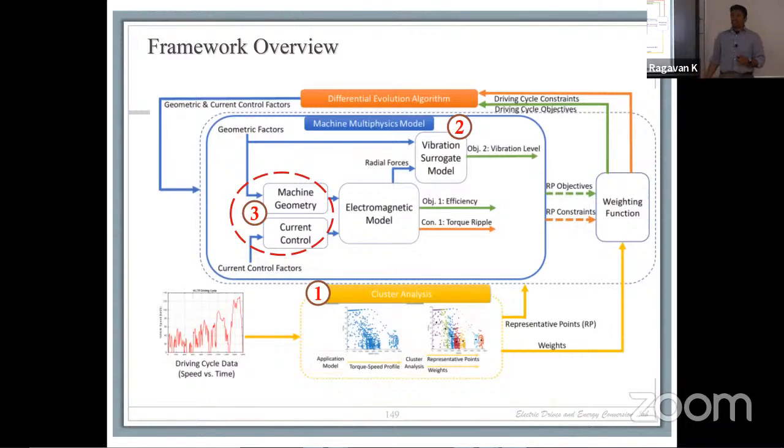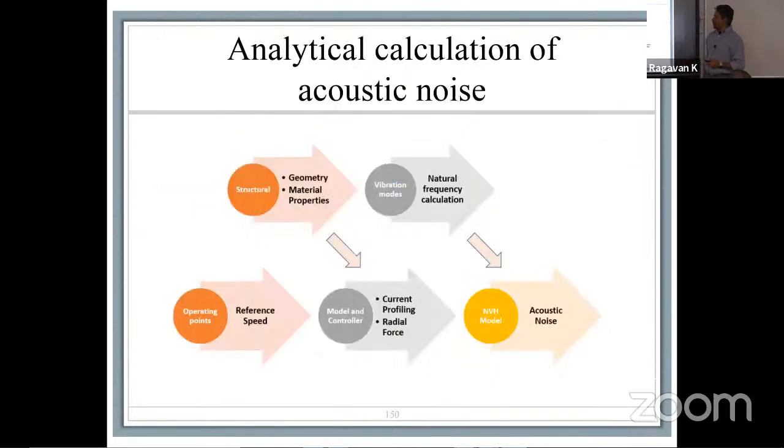If you take this one step further, now you have what you need there, and now you're going back to incorporating this into your current model. That's the third component. It requires you to be able to calculate the analytical calculation for acoustic noise. We have another project going on right now in which we are trying to calculate acoustic noise by a different method, but the framework still remains the same. So you have a reference speed, you have geometry goes into current profiling, natural frequency calculation, acoustic noise. Very simple idea if you think about it.